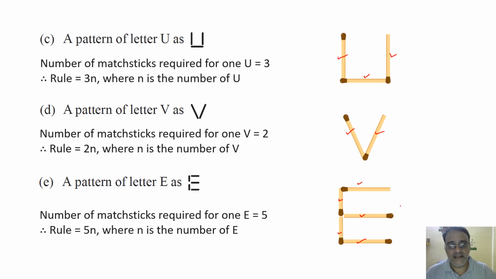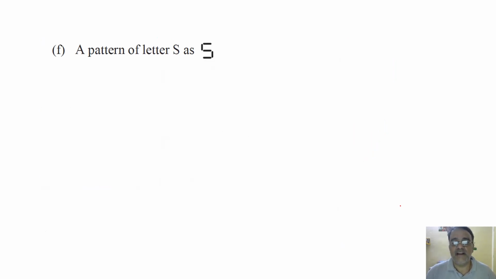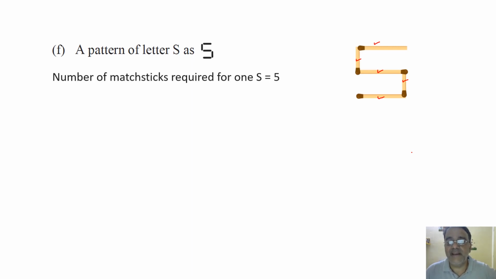Now let us move toward the next one. A pattern of letter S. So S में कितने मैचस्टिक यूज हो रहे हैं देखो. 1, 2, 3, 4, 5. So here also number of matchsticks required for 1 S is 5. So we can make the rule as 5n, where n is the number of S.